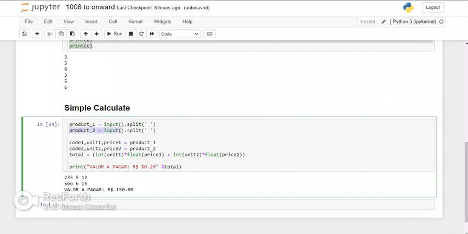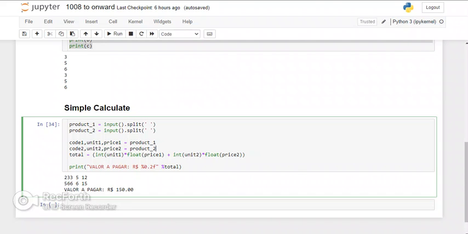And in the same way I have taken another input for product 2. Now in the third line, if you look closely, you can see code1, unit1, and price1. Why have I written it? In product 1, I have taken 3 inputs, but my code doesn't recognize which number is for what. So here I have specified it. The first number that I input in product 1 will be the code number, the second input will be the number of units, and the third input will be the price per unit of the first product. The second line goes the same way.